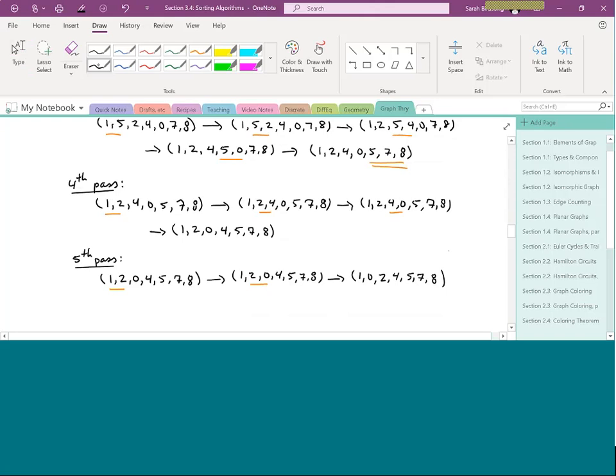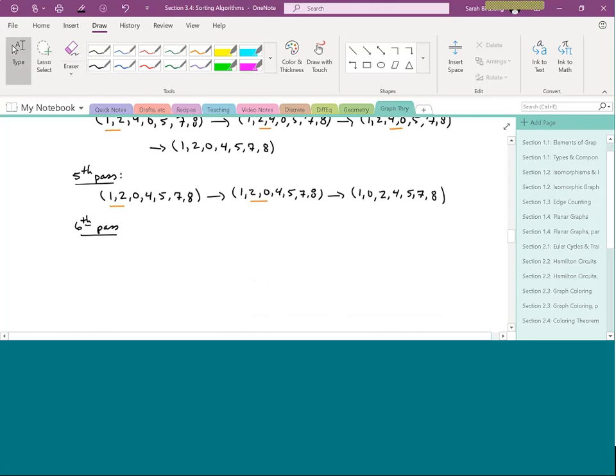Now, the first two guys, in the 6th pass. Oh, good, I do have extra room. I was worried I didn't have enough room here. So we have 1, 0, 2, 4, 5, 7, 8. That's the sequence we ended with before. We'll look at our first two terms, and we see that, yes, 1 is bigger than 0, so we will swap these guys.